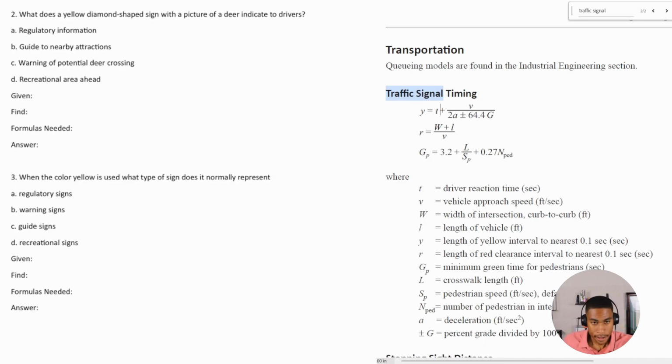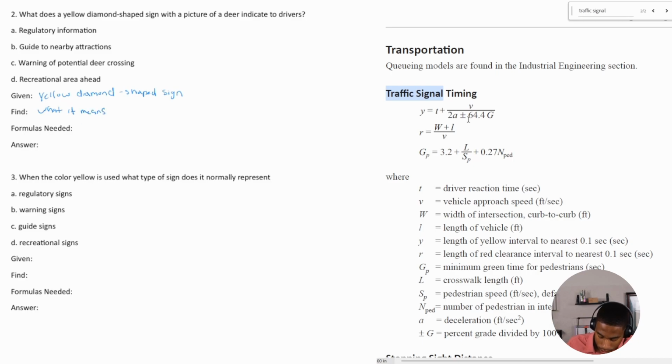Number 2 says, what does a yellow diamond shaped sign with a picture of a deer indicate to drivers? So information I'm given is a yellow diamond shaped sign. Has a picture of a deer, and find what it means to a driver, right?